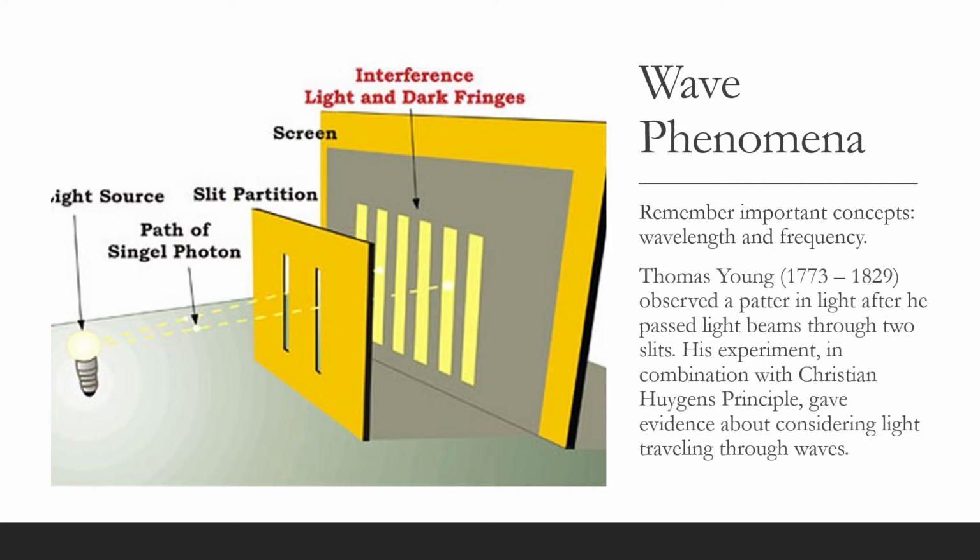Okay, let's continue. Thomas Young, in the years from 1773 to 1829, observed a pattern in light after he passed light beams through two slits. His experiment, in combination with Christian Huygens' principle, gave evidence for considering that light travels through waves. Just like I was mentioning, you have two panels and a light bulb, you project light through the first panel with a couple of holes, and then you observe the behavior of light.